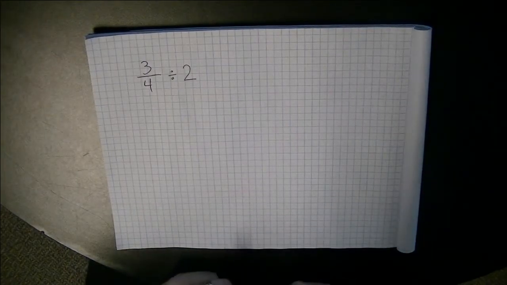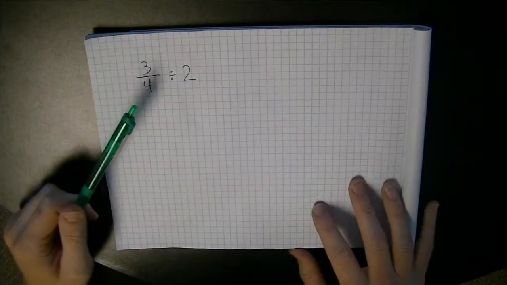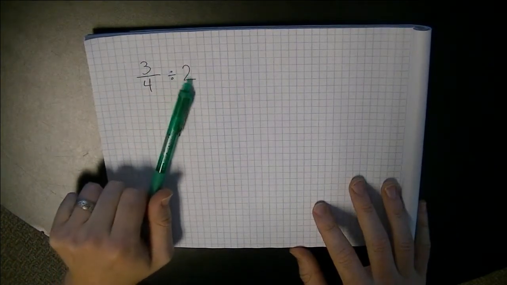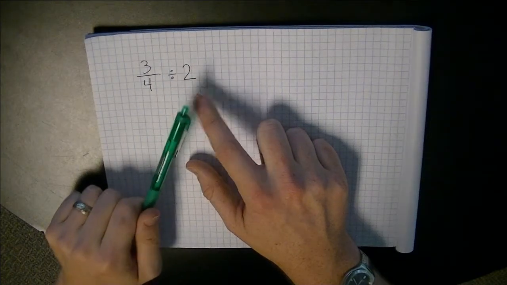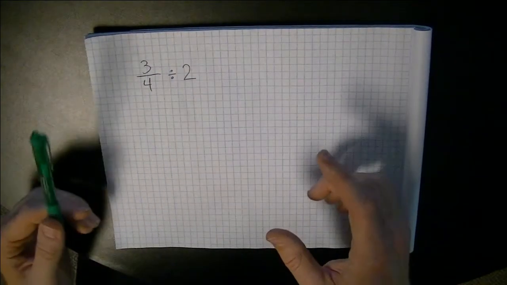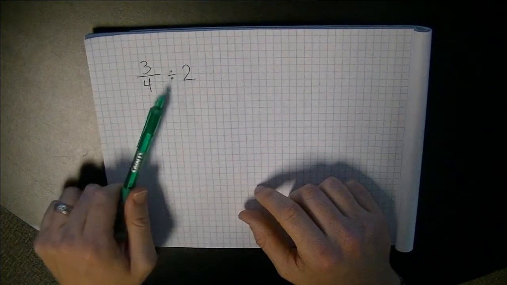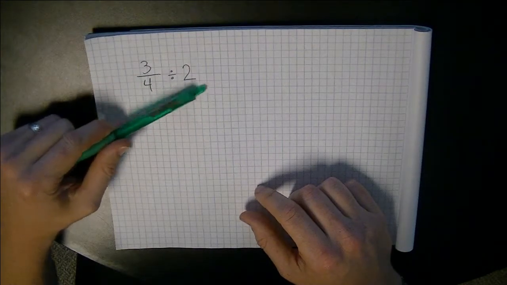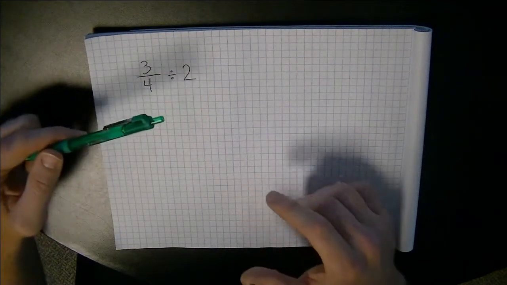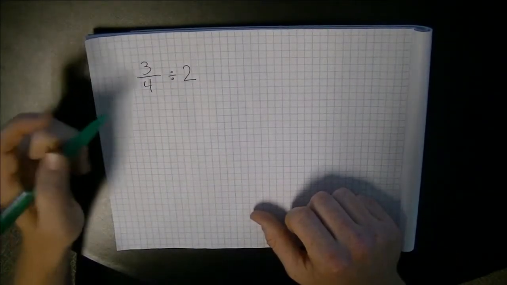Okay, dividing with fractions. So remember, with division, the number that we're dividing by, the one to the right of the division symbol, is a special number, right? With multiplication, the order didn't really matter, but now the order matters. So when I say 3 over 4 divided by 2, this is the number that we're dividing by, and it's different than the other number, right? That's important, and it'll come in later.